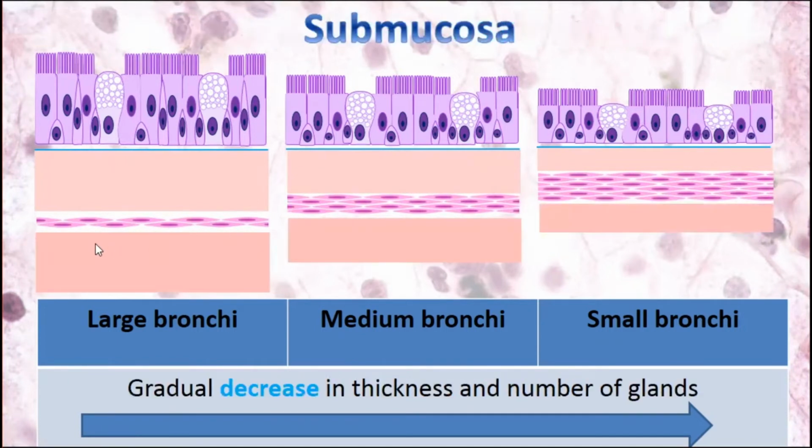Submucosa, next layer. Submucosa is decreased in thickness. Here you can see gradual decrease in thickness of submucosa. And also number of glands decreases. And small bronchi, they haven't a lot of glands. They are almost absent there.